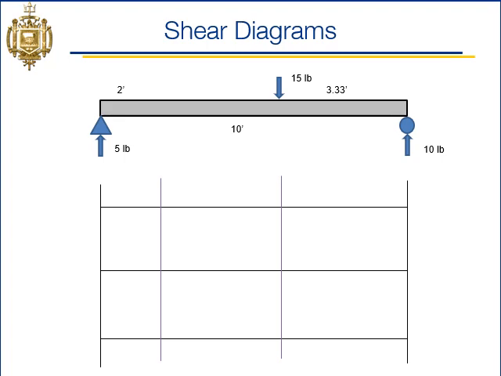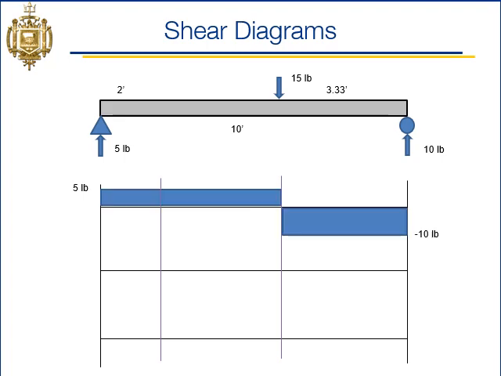So now we can draw our shear diagram for this 15-pound load and its reactions. All right, so if we do our shear diagram, we start on the left at 0. We're going to move up by a value of 5 pounds because that's the value of our reaction. And then we've got no forces acting on the beam between our 5-pound reaction and our 15-pound load. So we go straight across.